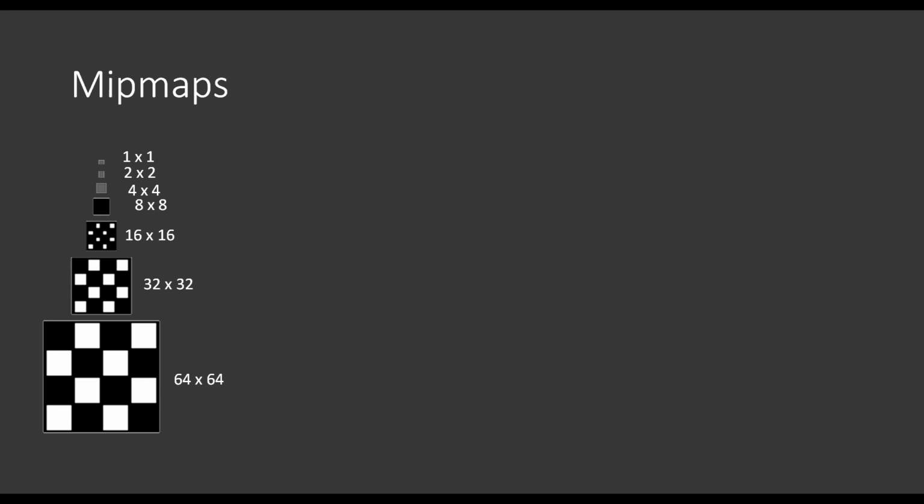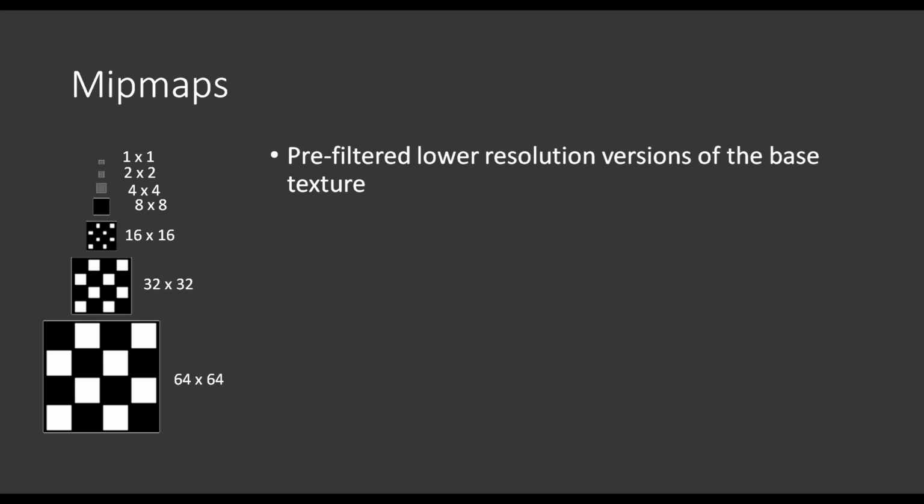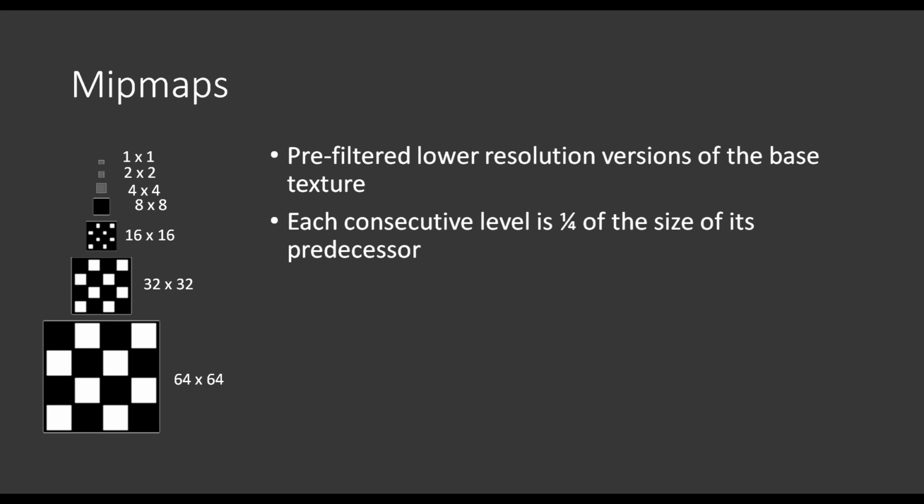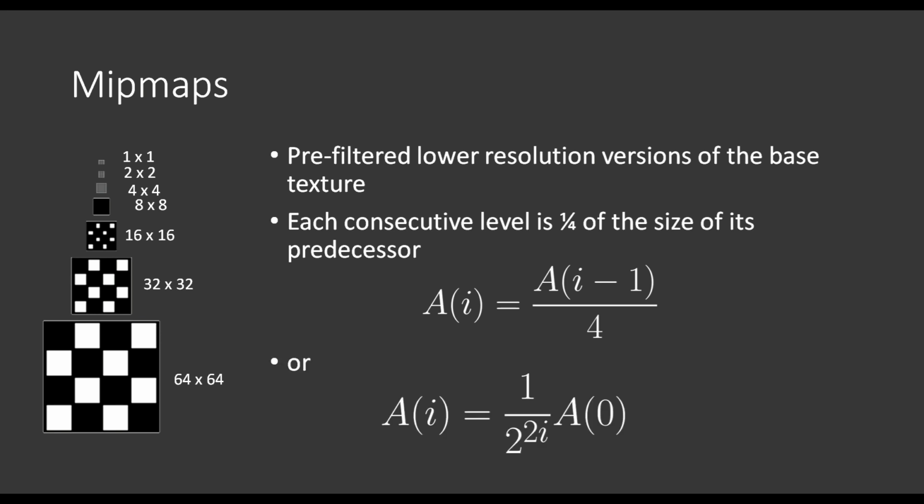Mipmaps are essentially pyramids made of lower resolution representations of the same image. They are generated when the texture data is updated, given that the Mipmap option is enabled. Each consecutive level with the index i is a quarter of the size of its predecessor, i-1. Or we can think of it as (1/2) raised to 2 times i of the original image size, where i equals 0 is the index of the original base image.